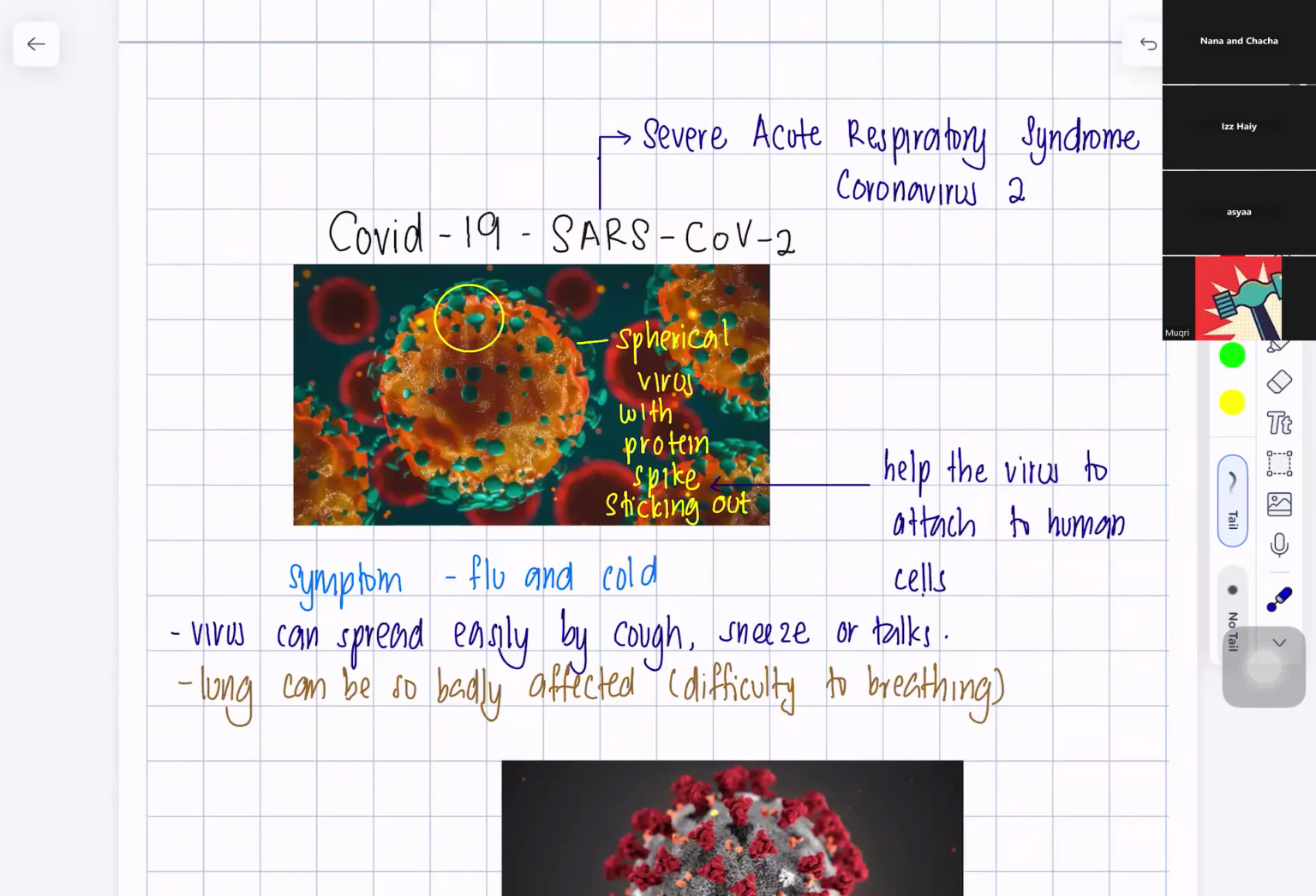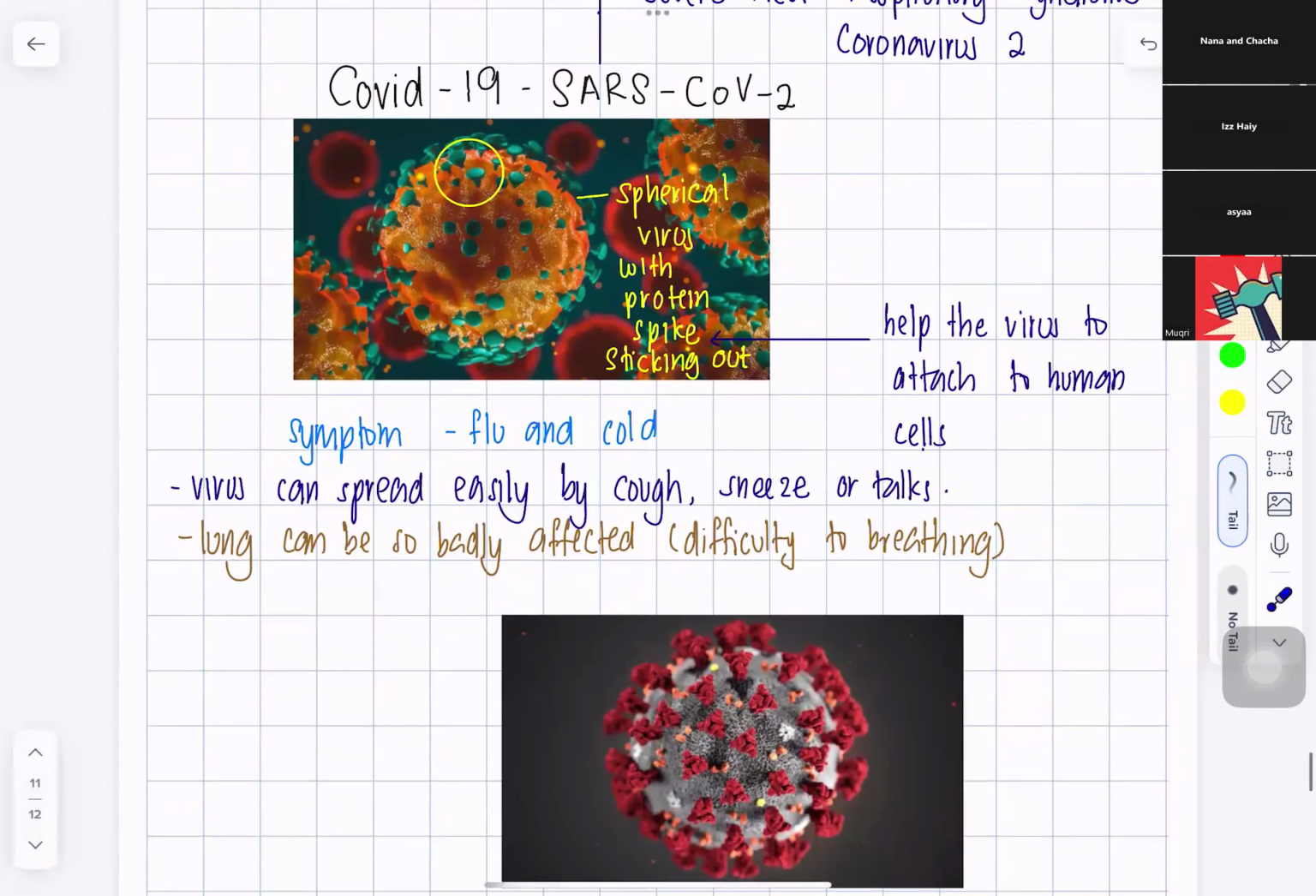And then the virus can spread easily by coughing and sneezing. And then the lungs can be badly affected, making it difficult to breathe.